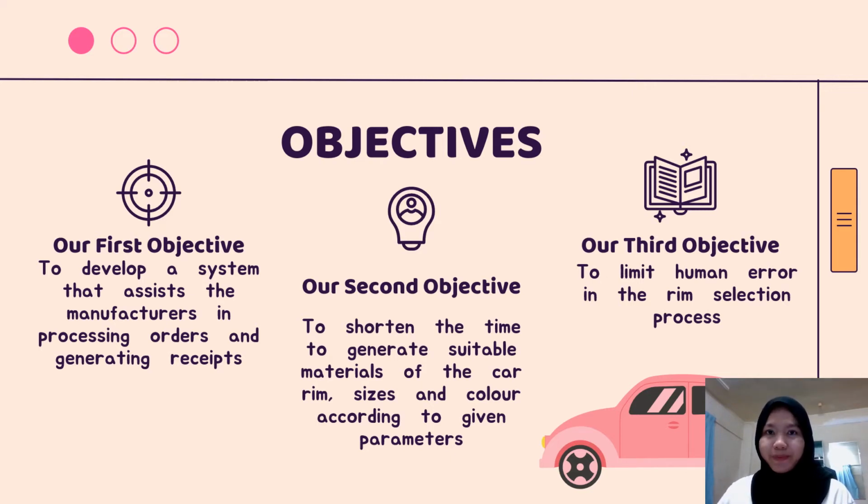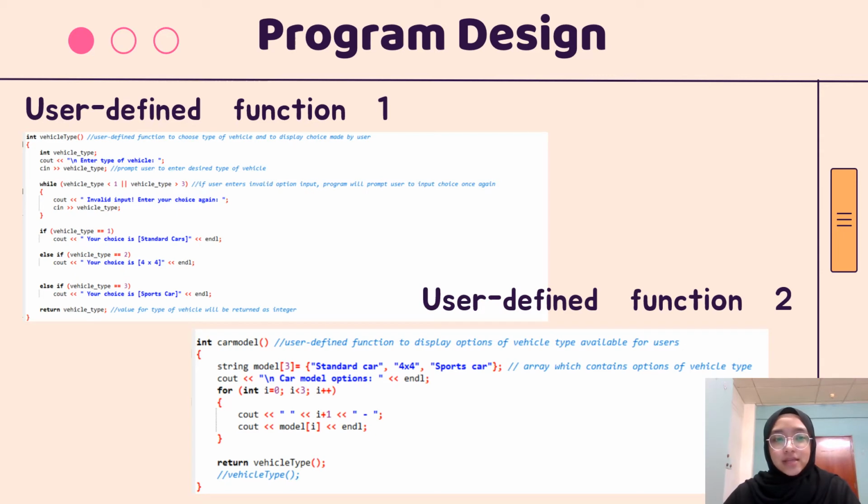Moving on to the program design, I will be explaining regarding the user-defined functions as well as the main function designed by our group members. The first user-defined function is a function named vehicle type, which will prompt the user to choose their type of vehicle and then display the choice made by user afterwards. This function will return the value for type of vehicle as an integer.